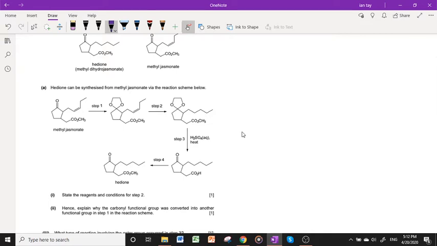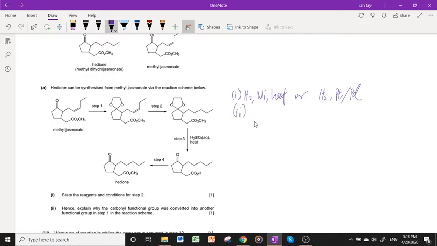So as I mentioned previously, step 2 is a reduction of the CC double bond. So it will be H2, Ni, heat, right? Alternatively, you can use H2, Pt or Pd. Okay, and you don't have to heat if you use a palladium or platinum catalyst.